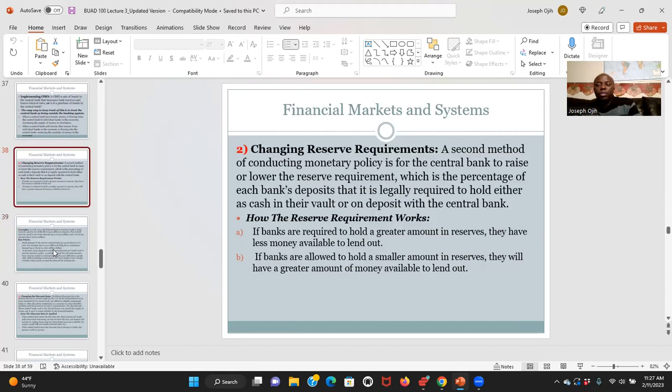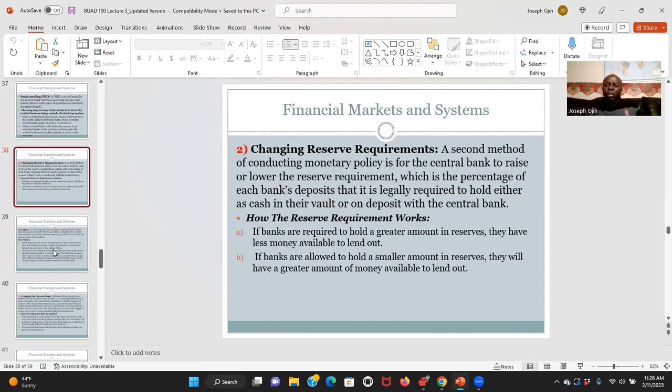all your reserve. Let's say that the bank has $1 million, as an example, and the Fed says that you're going to put 30% as a reserve requirement. That means the bank must keep $300,000 with the Fed and have only $700,000 to lend out. But if the Fed says, okay, the bank reserve will be 10%, that means the bank will keep $100,000 with the Fed and have $900,000 to lend. So when they increase it, banks have less to lend out. When they decrease it, they have more.